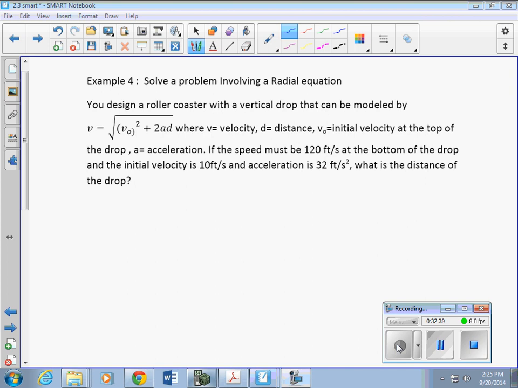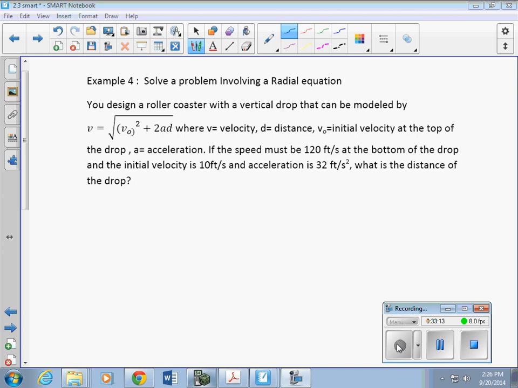We design a roller coaster with a vertical drop that can be modeled by v is equal to the square root of v o squared plus 2ad, where v is velocity, d is distance, and vo is your initial velocity at the top. A is acceleration. So it says if the speed must be 120 feet per second at the bottom of the drop, and the initial velocity is 10 feet per second, and acceleration is 32 feet per second, what is the distance of the drop? So the first thing you want to do is identify all your variables.